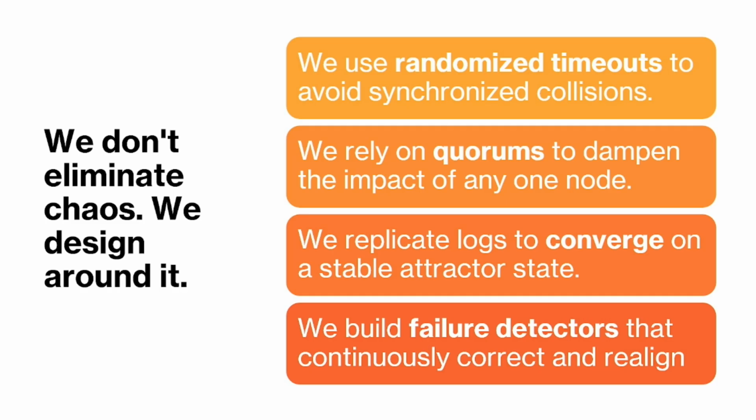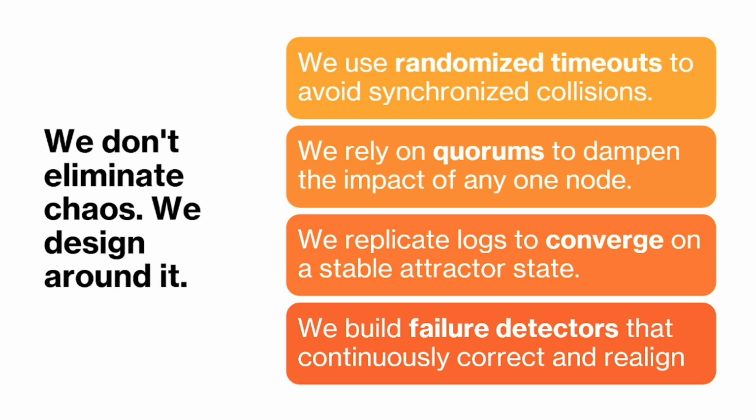We use randomized timeouts to avoid synchronized collisions. We use quorums to dampen any single node's impact. We replicate our logs and we converge on a stable attractor. We use failure detection to continuously correct and realign. Consensus is not a triumph of precision. It is a triumph of resilience.